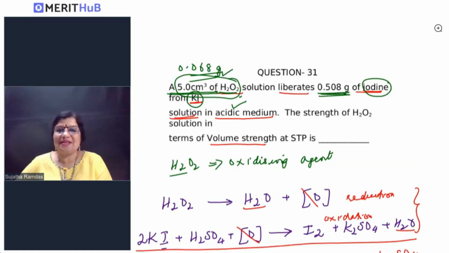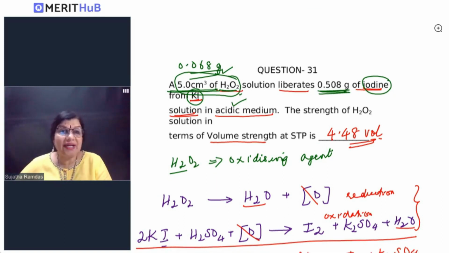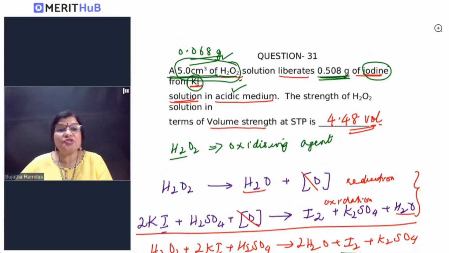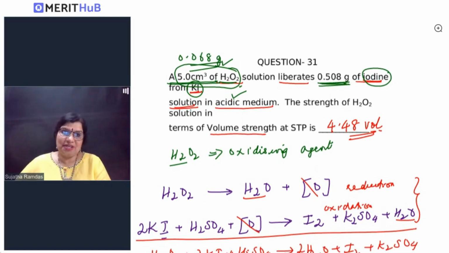Let's go back to the question. So the answer to this question would be 4.48 volume. Okay, so this question also helped you to recollect an important chemical property of hydrogen peroxide and also helped you to understand and again recollect how to arrive at the redox equation instead of memorizing the redox equation. And you also found out how to calculate the concentration of hydrogen peroxide solution in terms of volume strength. All right, now let's move on to the next question.